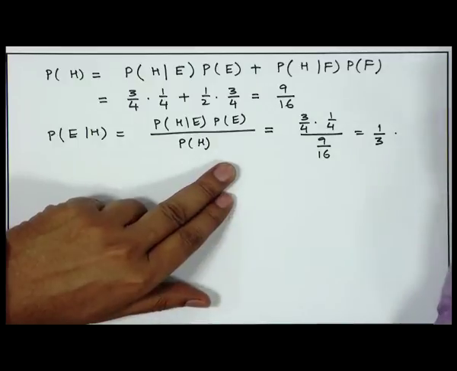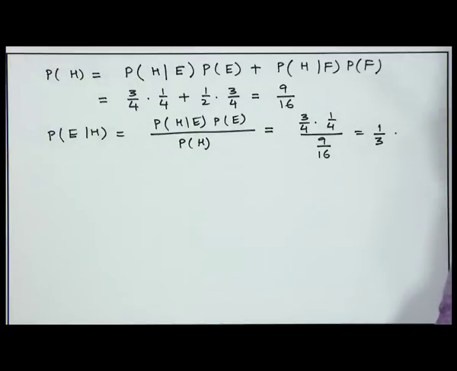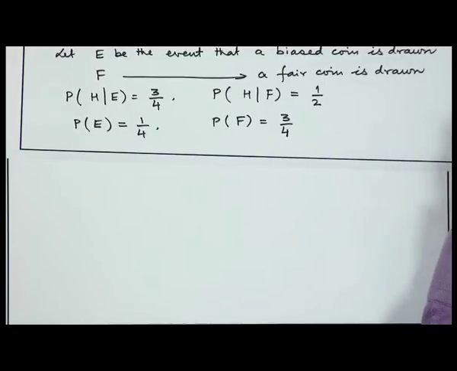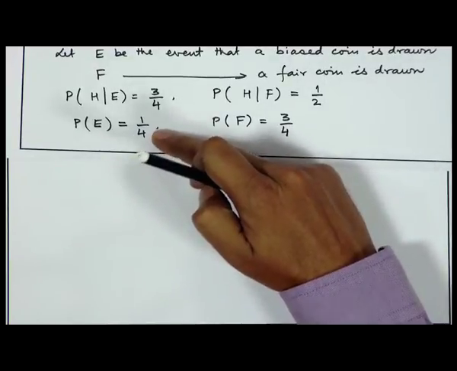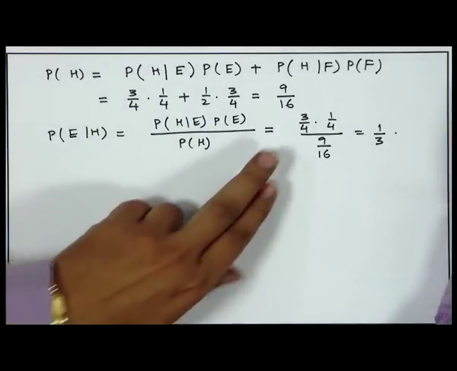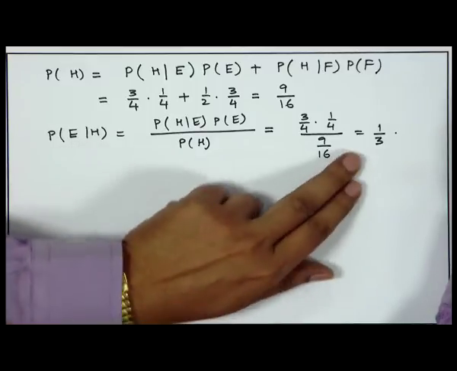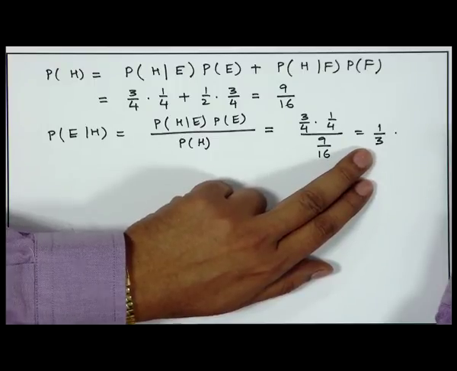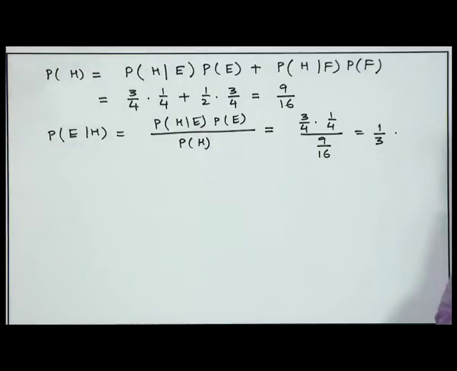Let us try to review this. What is the probability of E? The probability of E is 1 by 4. Okay. That means, since there are 4 coins, out of which only one coin is biased, the probability of drawing the biased coin was 1 by 4. Now, if the outcome is known that it is head, then the probability of biased coin has increased from 1 by 4, it has become 1 by 3. The reason is that there is more chance of head from the biased coin. Therefore, the probability gets revised. So, this is actually the advantage of the Bayes theorem.